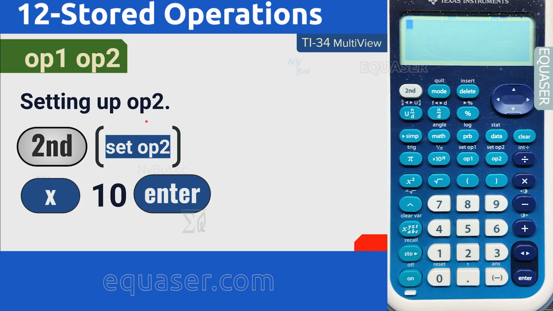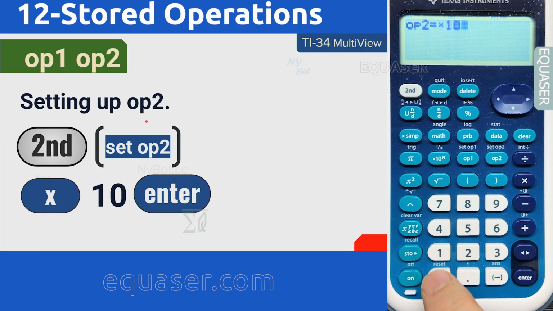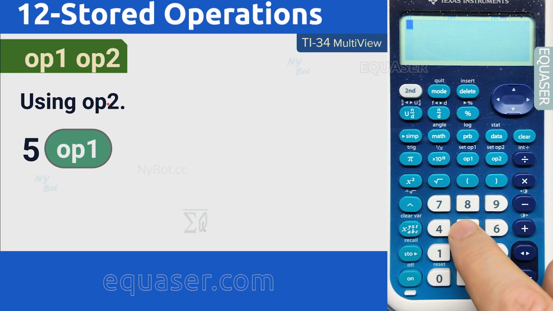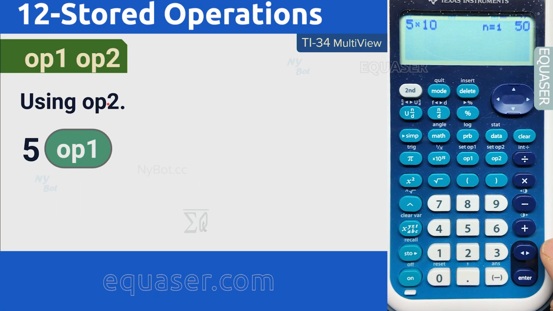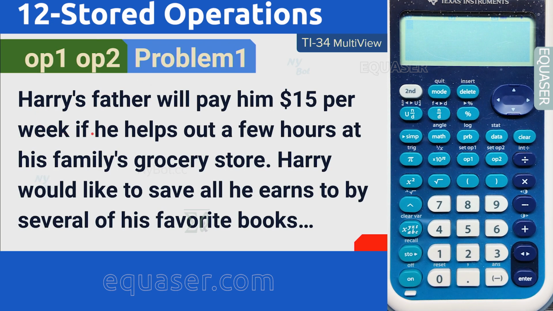Now let's set up op2, second function op2, and just say times 10, whatever the value, times 10. Clear to exit. To use it, 5 op2: 5 times 10 is 50. Now let's solve this problem.